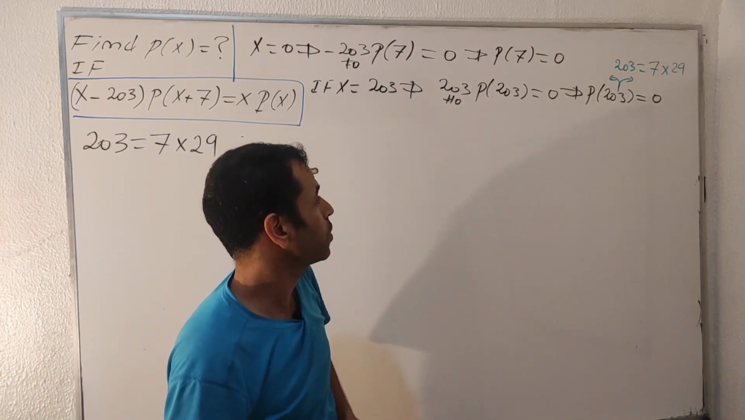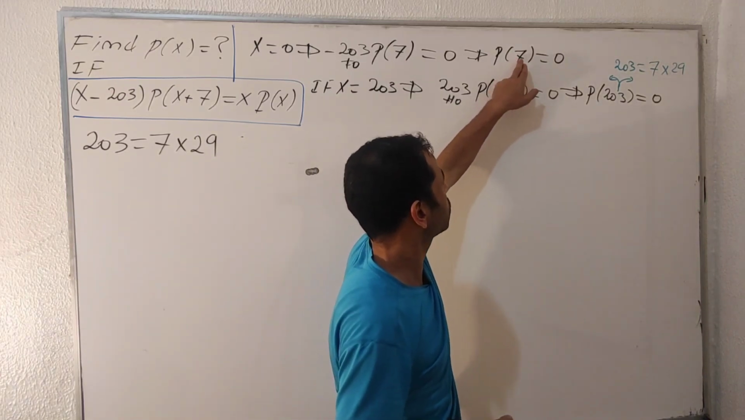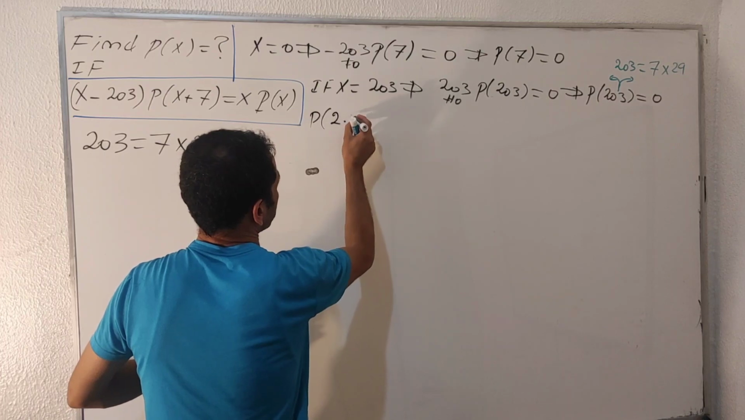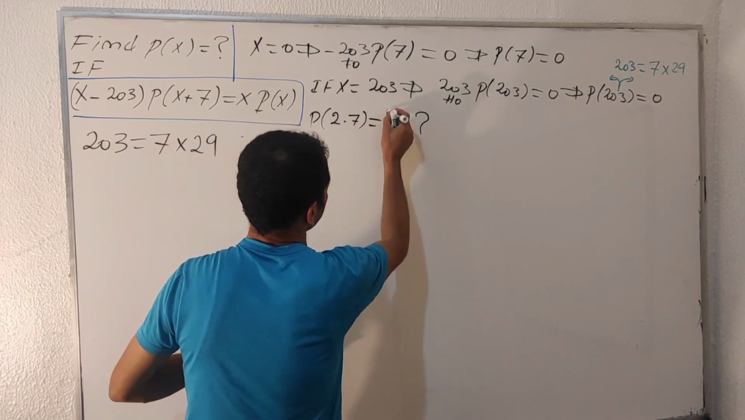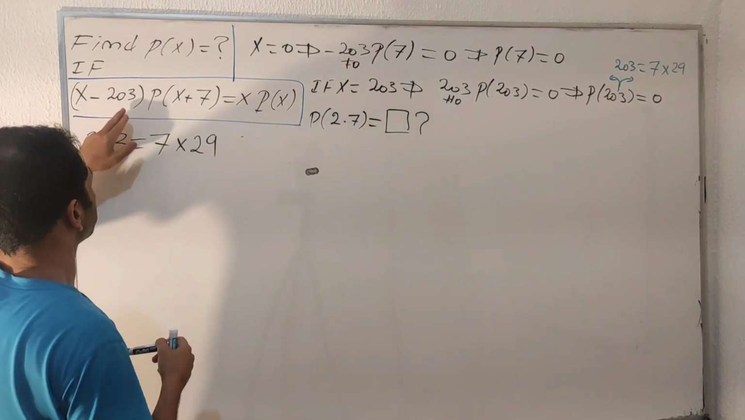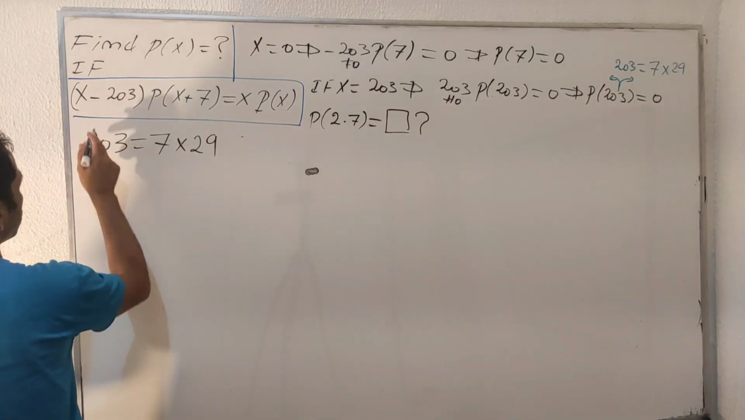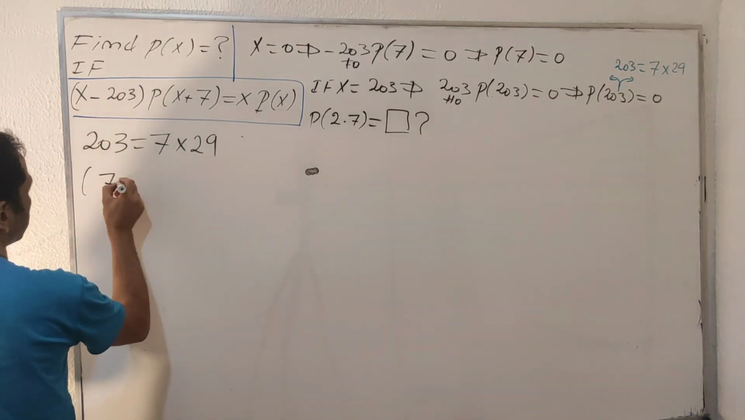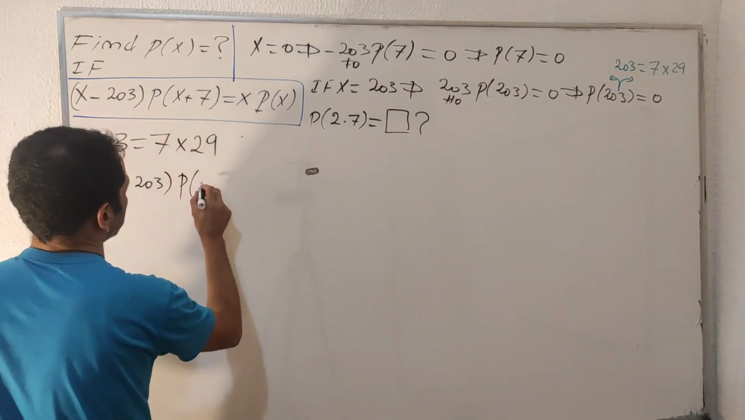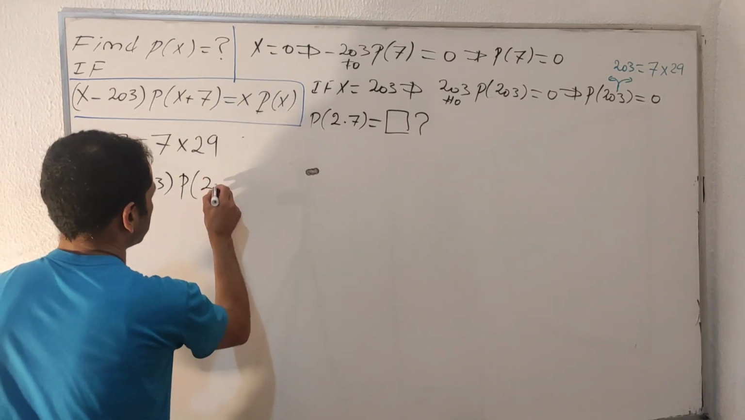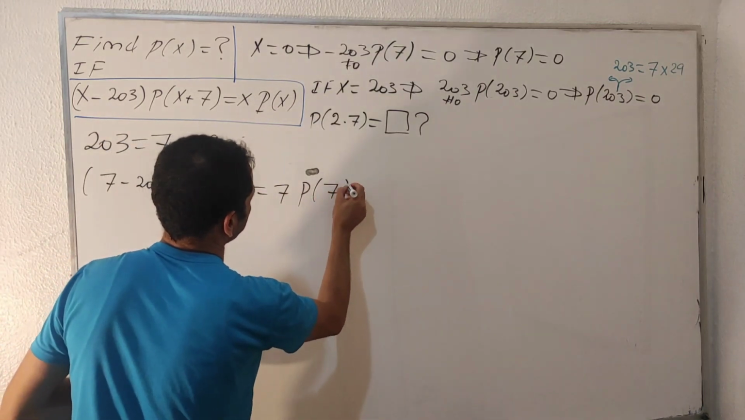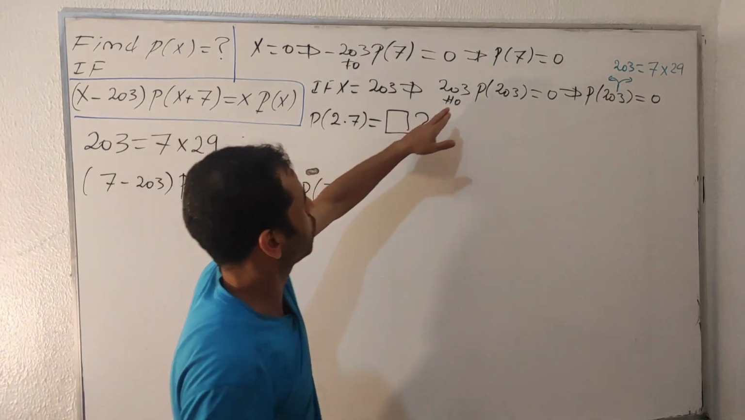Let's check, for example, if I multiply 2 by 7. Let's check p of 14, so p of 2 multiplied by 7, which is 14. I'm going to leave this box empty in order to get this term p of 14. I'm simply going to add 7 here. I plug x with the number 7. I get 7 minus 203, so we don't have to calculate this one. This one is given as 7 plus 7, which is 14, the same as 2 multiplied by 7, equals 7 multiplied by p of 7. We already know p of 7 equals 0.